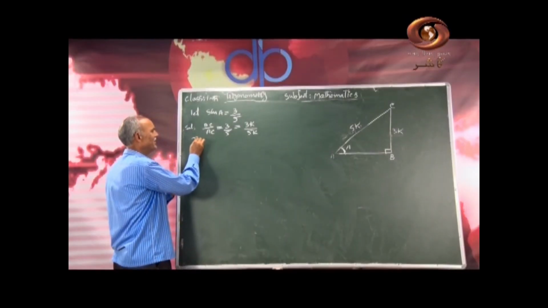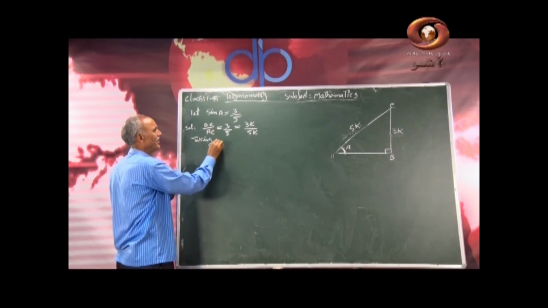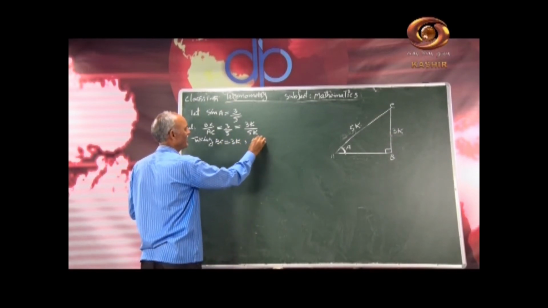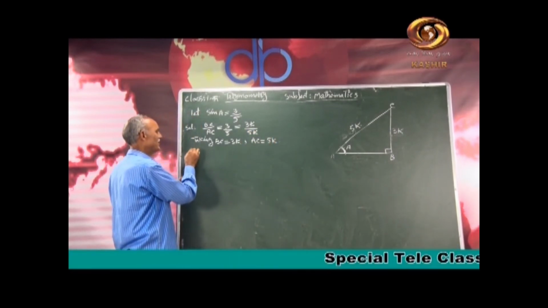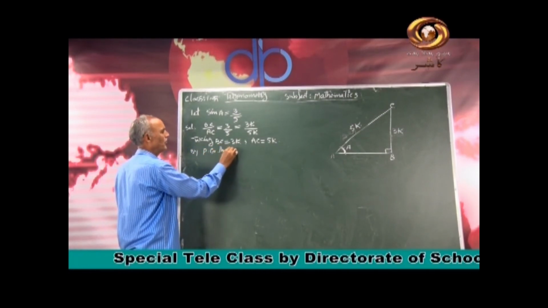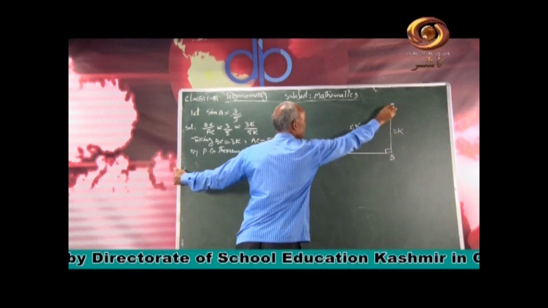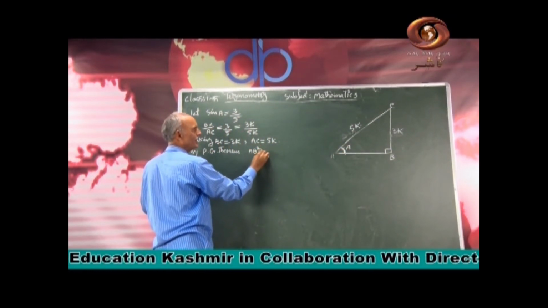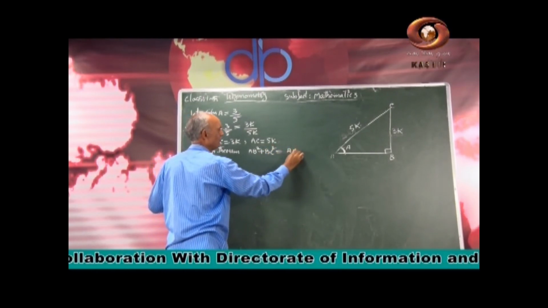यहां लिखेंगे हम taking numerator means BC is equal to 3k, AC is equal to 5k, by Pythagoras theorem. This AB square plus BC square is equal to AC square.